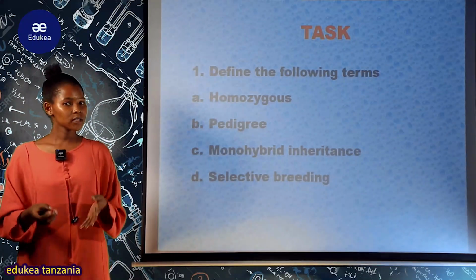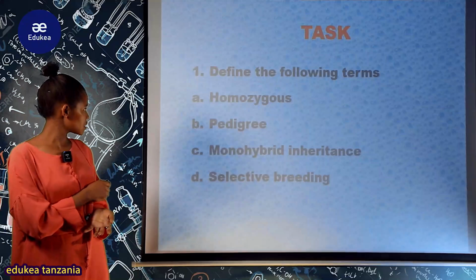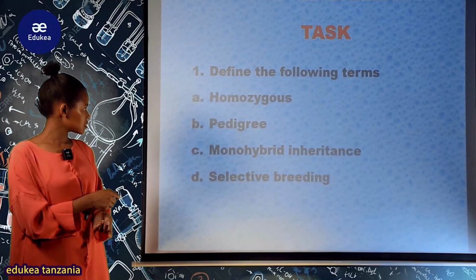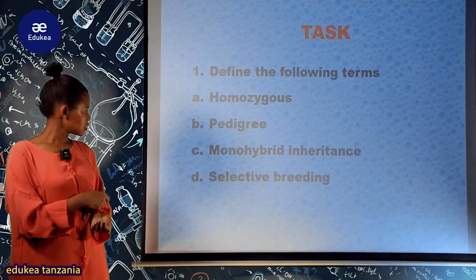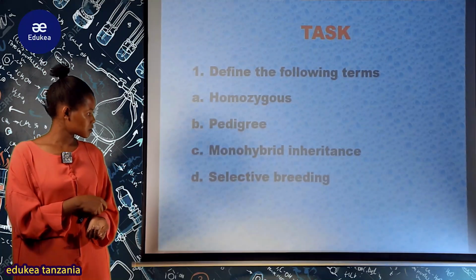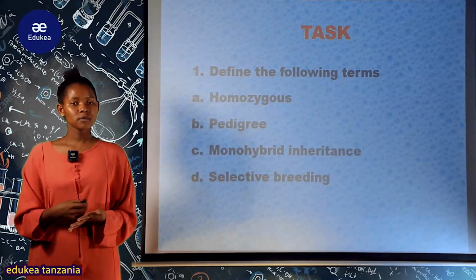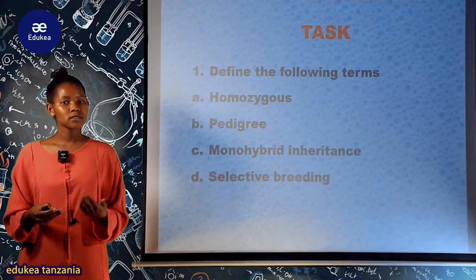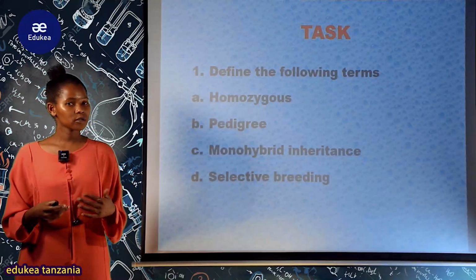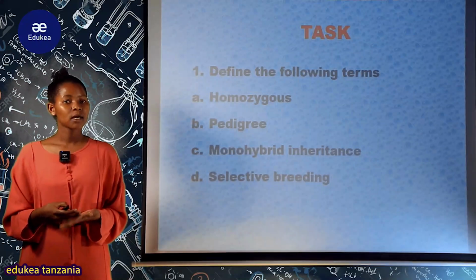And now I welcome you to pass through this task to define these terms: first homozygous, pedigree, monohybrid inheritance, as well as selective breeding. This will help you to broaden your understanding as well as to keep you closer to your studying.